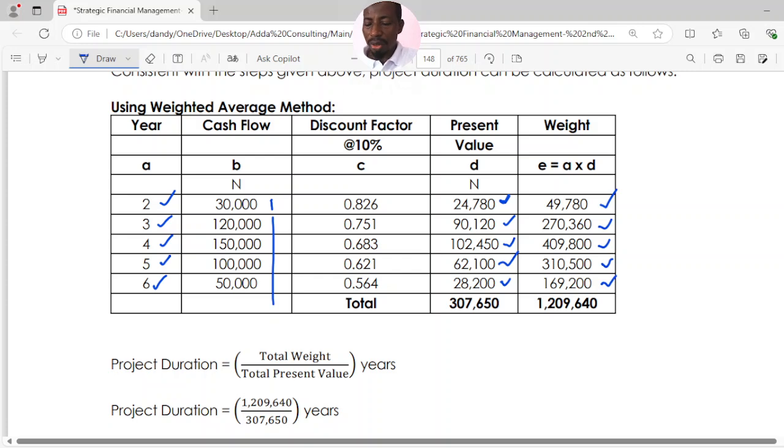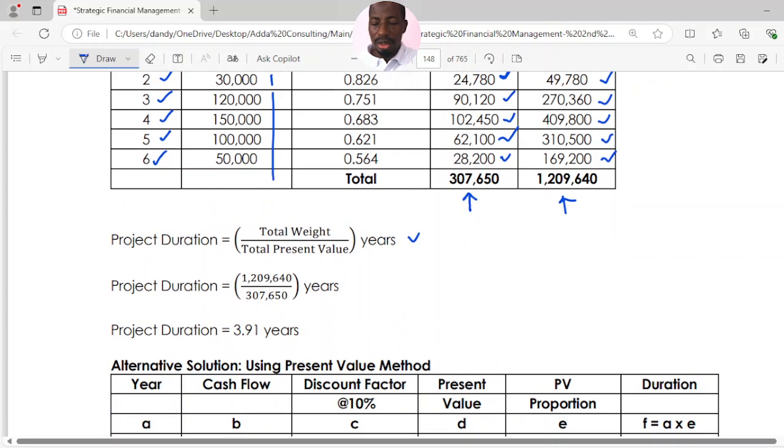I will add up all the weights together. The total weight is 1,209,640. Total present value is 307,650. Then I will apply the formula, total weight divided by the total present value. That's the formula for project duration. When you slot the numbers into the formula, we got 3.91 years. Let me confirm that.